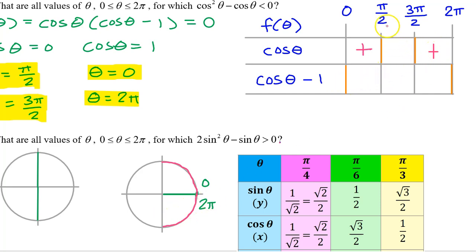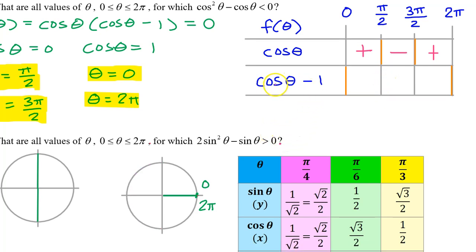Now let's consider the interval from pi over 2 to 3 pi over 2. That's this interval right here. Clearly, the x values are negative on this interval. We are to the left of the y-axis, so cosine will be negative in this interval.